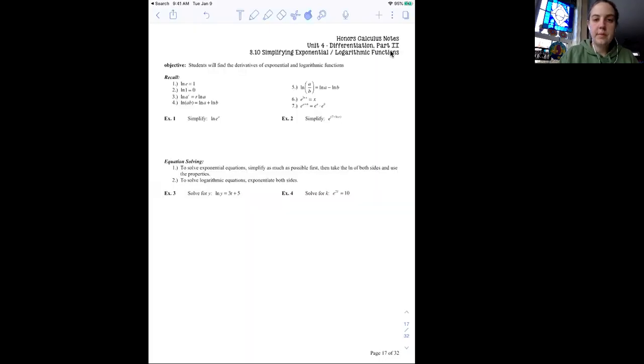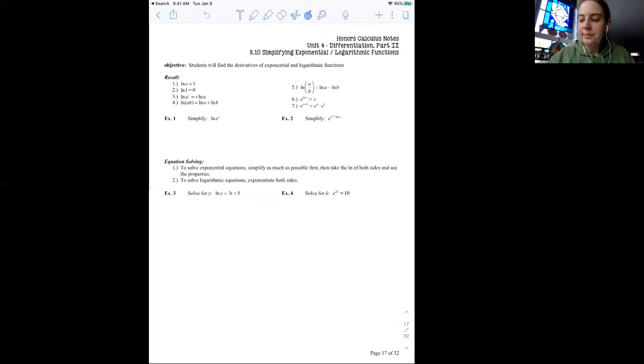This is section 3.9. No, it's not 3.10. Simplifying exponential and log functions and finding the derivatives of those. So I'm going to share my screen here and we'll take some notes. There we go. I'll try to zoom in on these.